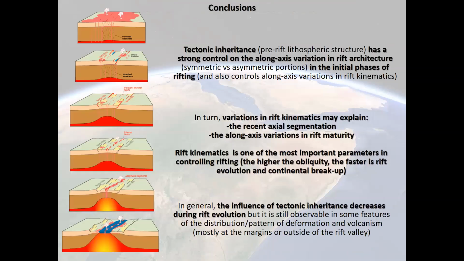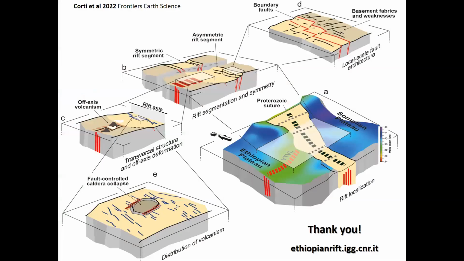So again, the influence of tectonic inheritance decreases during rift evolution, but it is still observable in some features of the characteristics of the volcanotectonic activity in different parts of the Main Ethiopian Rift. And with this, I conclude, and I thank you very much for your attention.